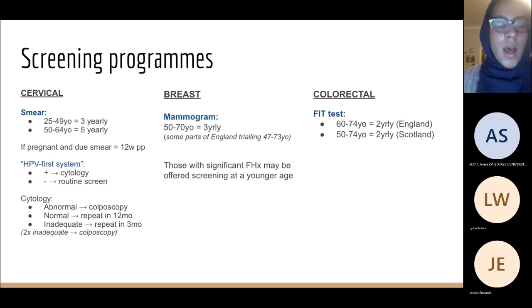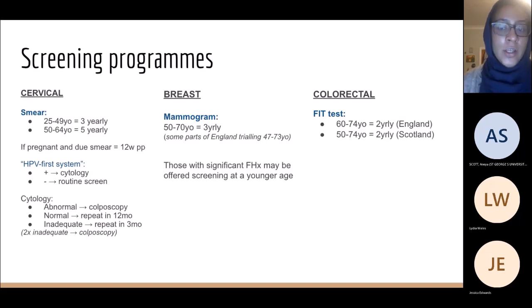But in general, a big screening program we have is, of course, the cervical screening program. And the main aim is to detect pre-malignant stages of cervical cancer. What you do is you do a smear test, and it's offered to those between 25 and 49 every 3 years, and for those between 50 and 64 every 5 years.